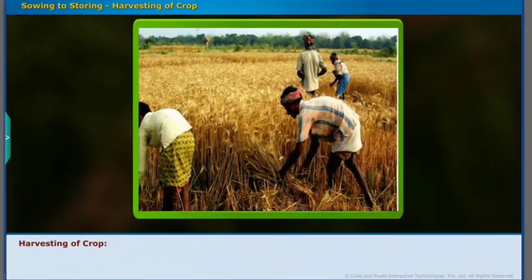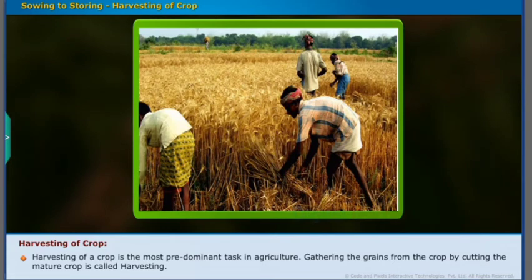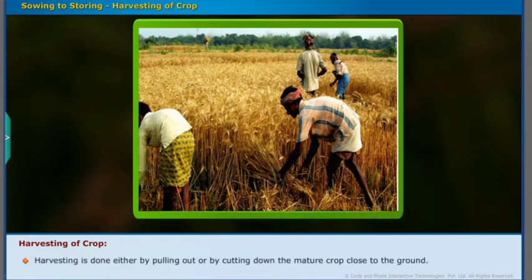Now let us study how to harvest the grown crops. Harvesting of a crop is the most predominant task in agriculture. Gathering the grains from the crop by cutting the mature crop is called harvesting. Harvesting is done either by pulling out or by cutting down the mature crop close to the ground.